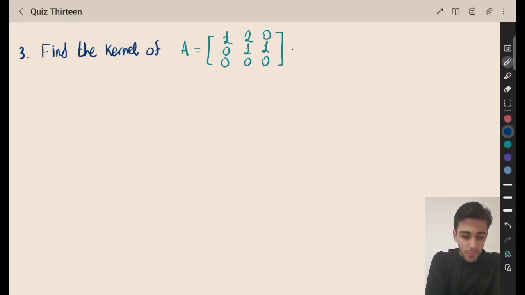Find the kernel. I really like the kernel. I think it is a very intuitive concept. The kernel is more generally associated with a map.